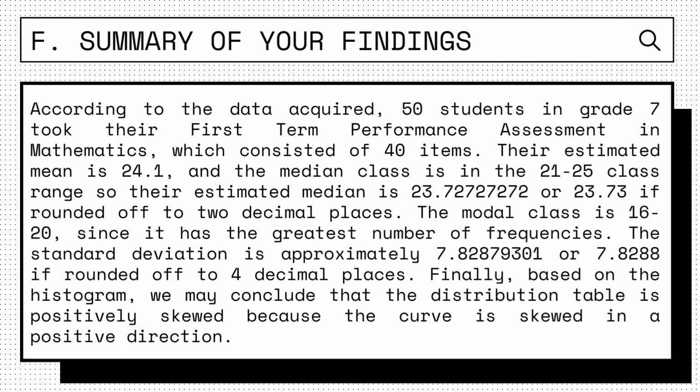The modal class is 16 to 20 since it has the greatest number of frequencies. The standard deviation is approximately 7.82879301 or 7.8288 if rounded off to 4 decimal places. Finally, based on the histogram, we may conclude that the distribution is positively skewed because the curve is skewed in a positive direction.